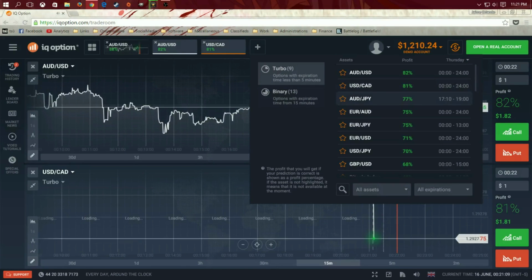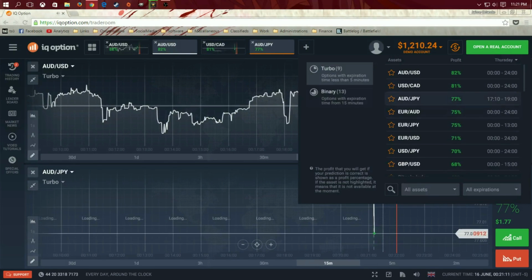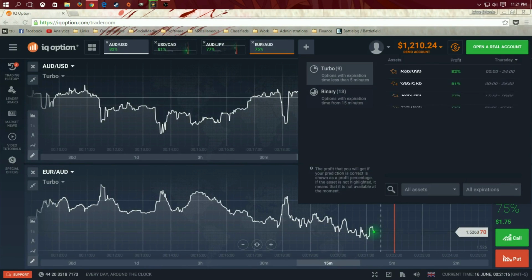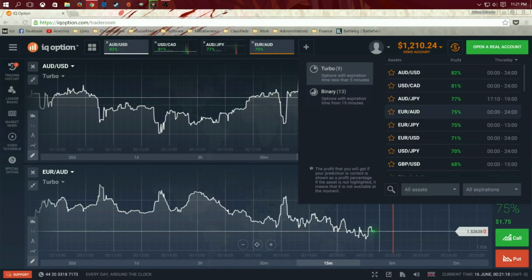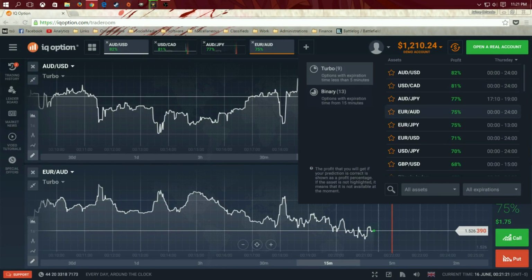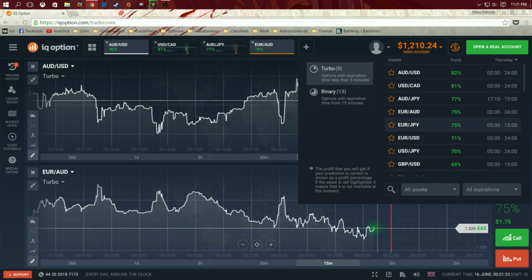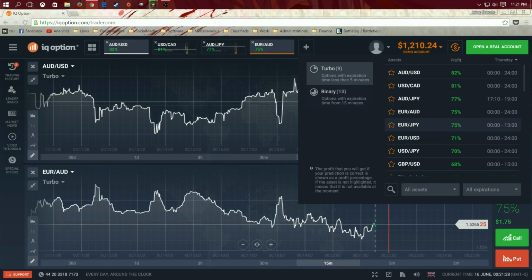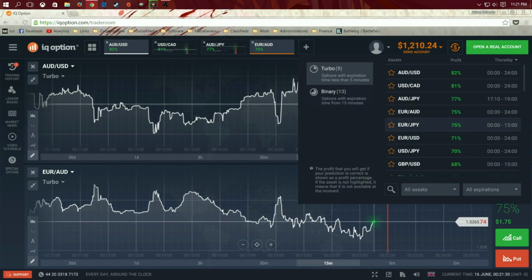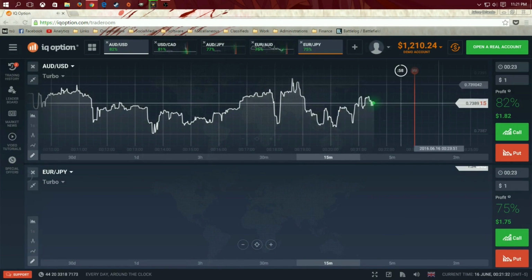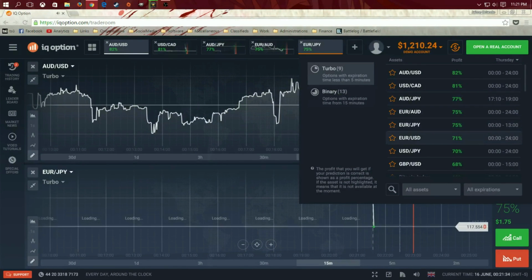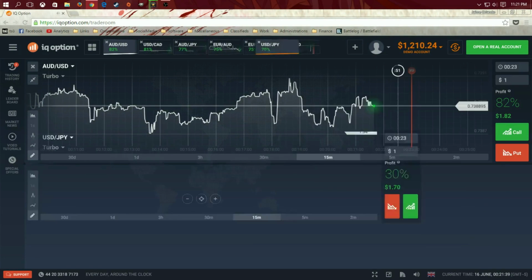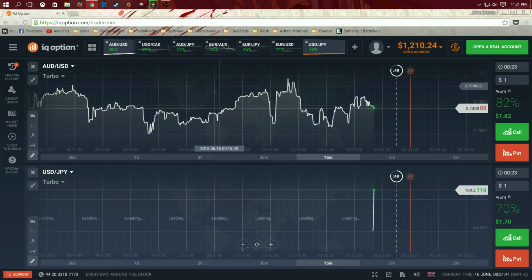We have 77% for the Australian dollar opposed to the Japanese yen, 75% on the euro compared to the Australian dollar, and 75% profit yield on the euro compared to the Japanese yen. Again, I do highly recommend keeping your profit margin as high as possible.